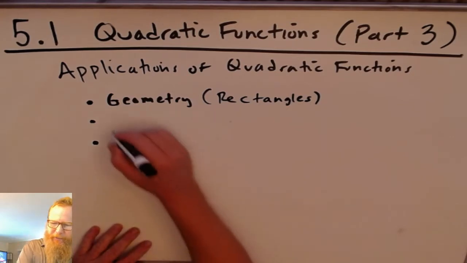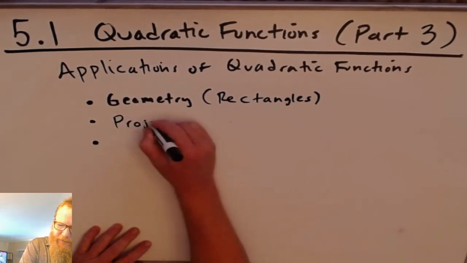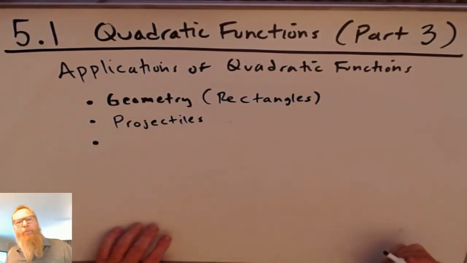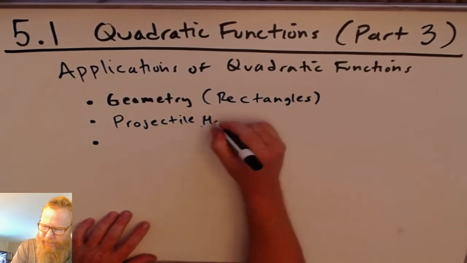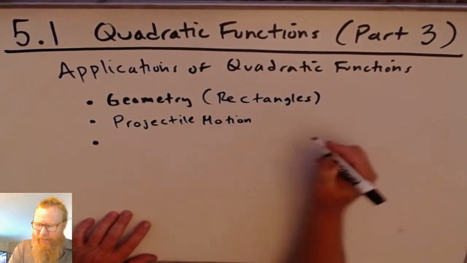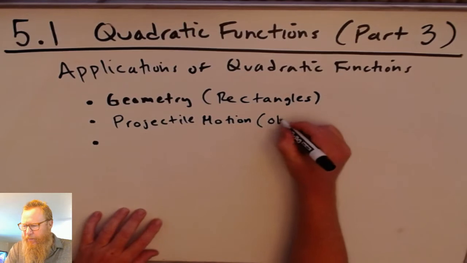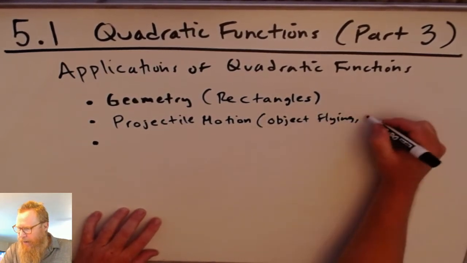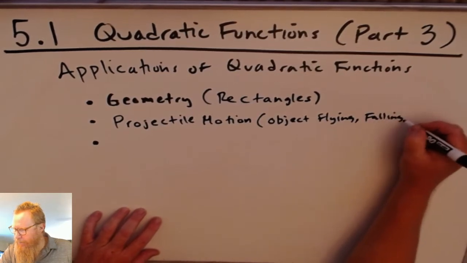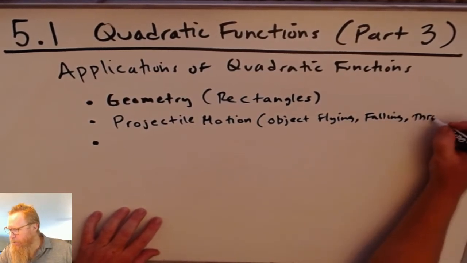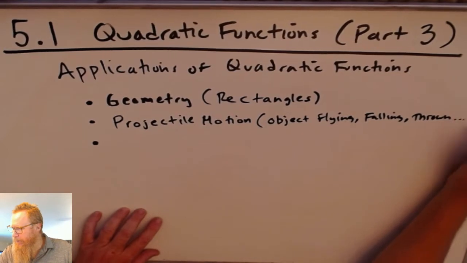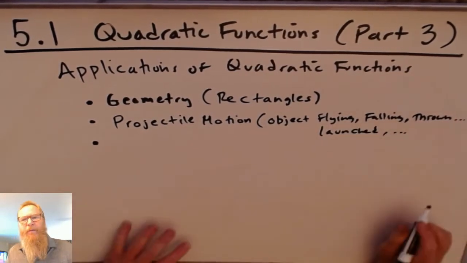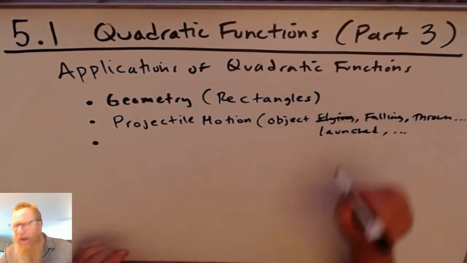We're going to talk a little bit about projectiles. What's called projectile motion. In other words, an object moving through space, flying or falling, thrown, whatever, launched. Although I probably shouldn't use the word flying.